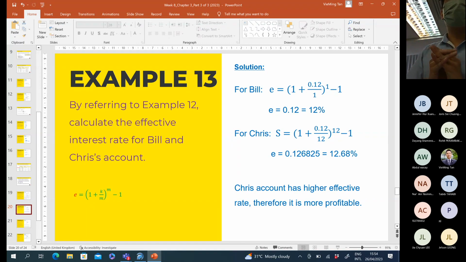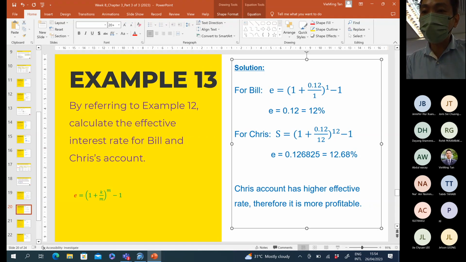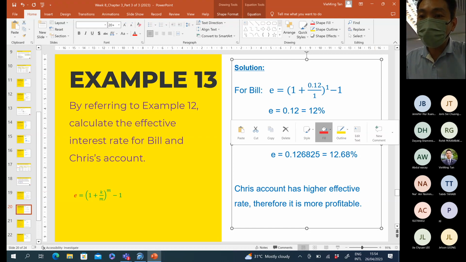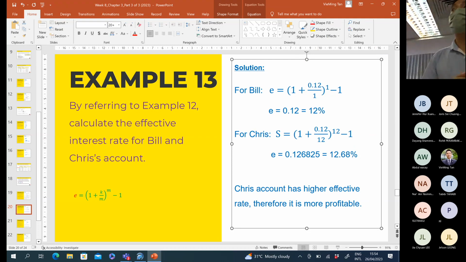So for Bill, we know that the effective rate is equal to 1 plus the yearly rate divided by 1. Why 1 here for Bill? Because for Bill, the interest calculation is annual, so M is equal to 1. Power 1 and then minus 1. So simplified it is 12%, right? Then how about Chris? Chris's nominal rate is also 12%, but M is 12. Power 12, minus 1 is equal to 12.68%. The effective rate for Chris is higher, it's 12.68%. So Chris will receive a higher return.